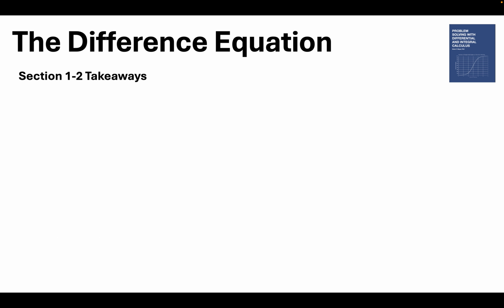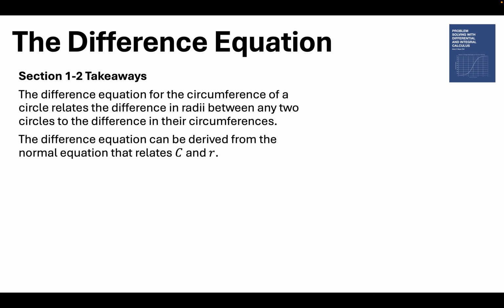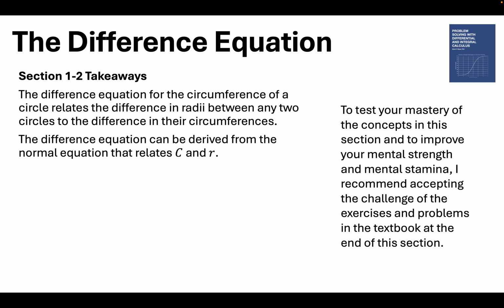Nice problem. So here are the takeaways from section 1.2. The difference equation for a circle relates the differences in the radii and the differences in their circumferences. And we can get the equation from the normal equation, c equals 2 pi r. So we recommend, to test your mastery of this concept and to really wrap your head around difference equations, that you try the number of exercises and problems at the end of section 1.2 in the textbook. Get to work.